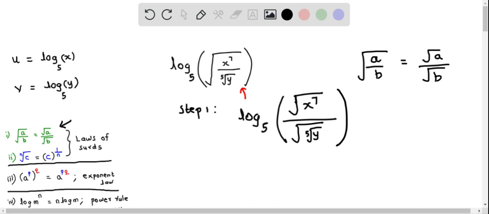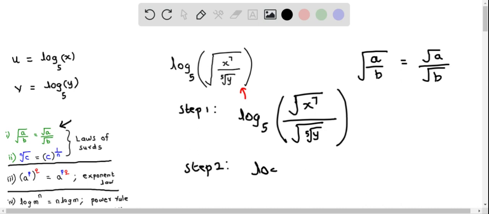Now in step 2, I'm going to rewrite this expression, that is under the root of x power 7 as well as the denominator expression, the fifth root of y, into its exponential form. So let's do step 2.